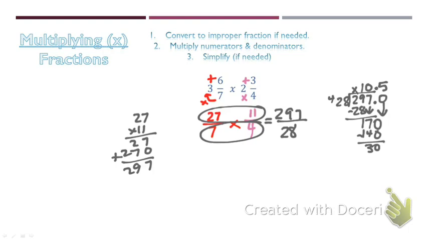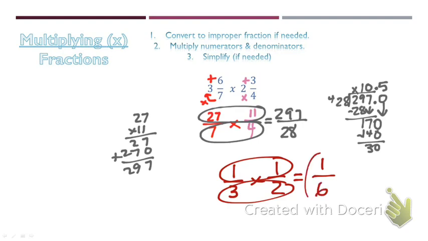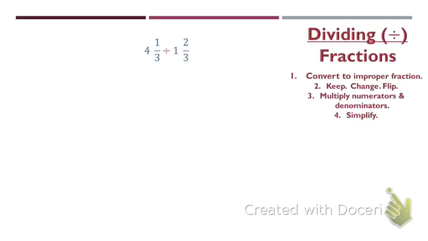Let's do some prettier numbers. We'll stick with 1/3 times 1/2. Same thing. Fractions multiply straight across. So 1 times 1 we get 1. 2 times 3 we get 6. So there's our 1/6. Did not want this video to be this long.